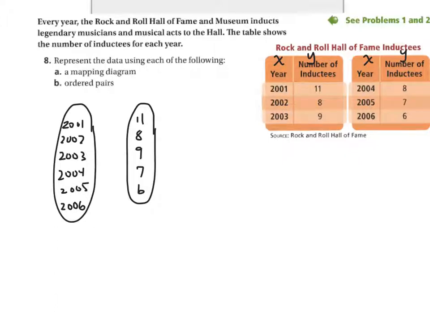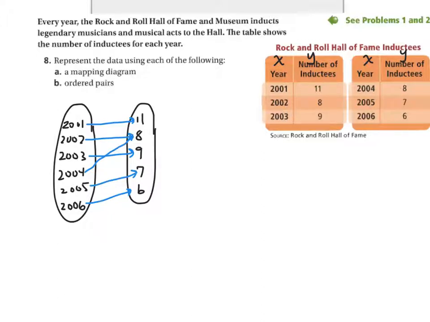So 2001 goes with 11. So I'm going to draw an arrow from 2001 to 11. 2002 goes with 8. I'm going to draw an arrow from 2002 to 8. 2003 goes with 9, so I go from 2003 to 9. 2004 is going to go to 8, so I'm going to draw that arrow up to 8 like so. 2005 goes to 7, and 2006 goes to 6. Okay? All right, so this is how you would do the mapping diagram part.